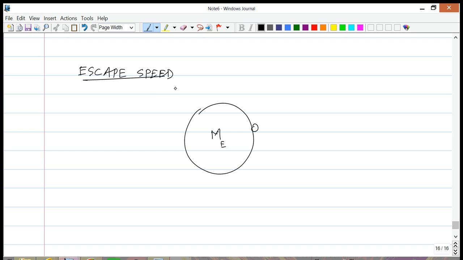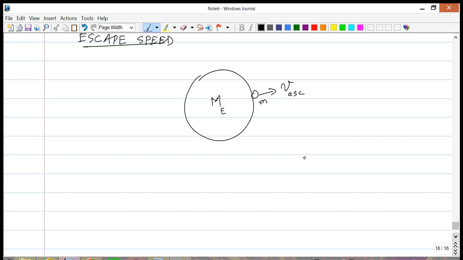So we have a satellite of mass m that is lying on the surface of the Earth. We ask the question, with what speed do we need to kick this object from the Earth in order for it to escape the Earth completely? So we want to find the escape speed for this mass m that is lying on this planet of mass me.